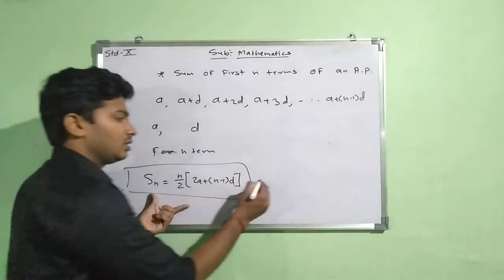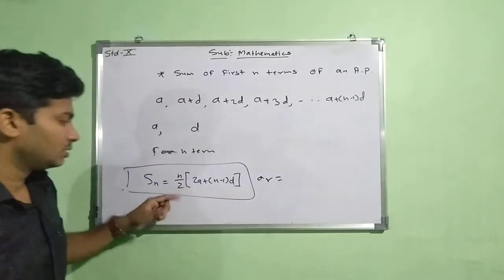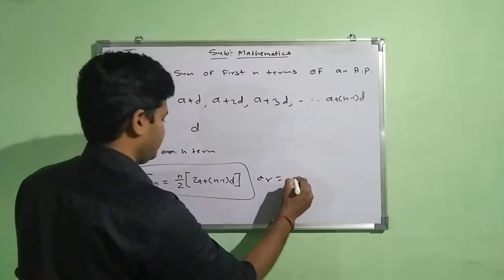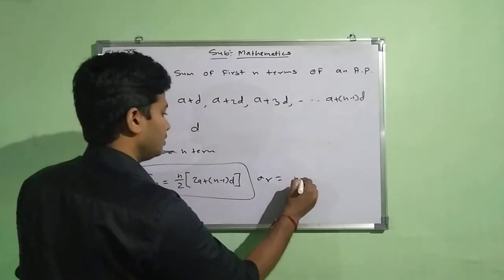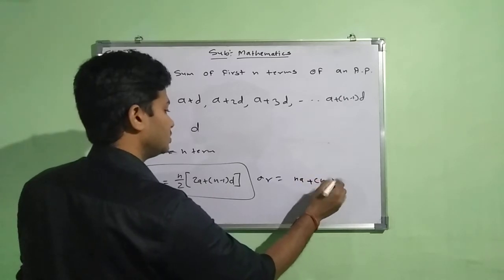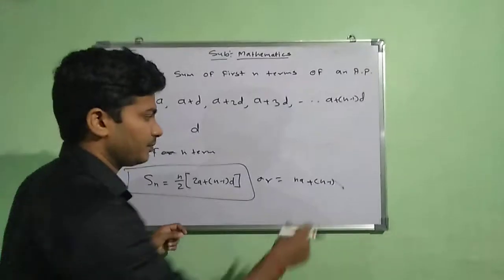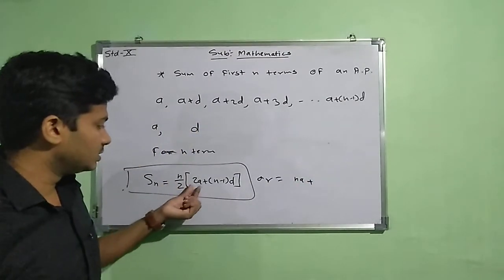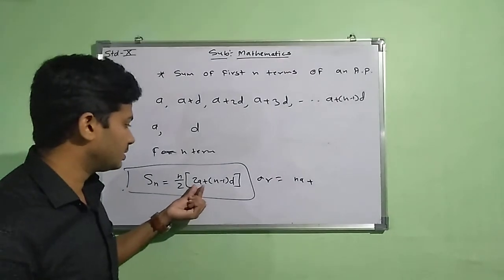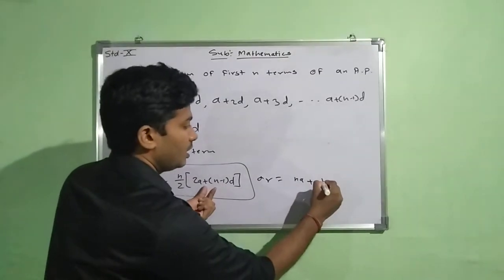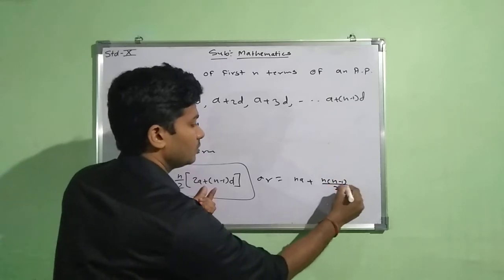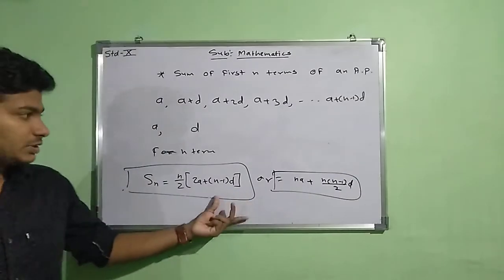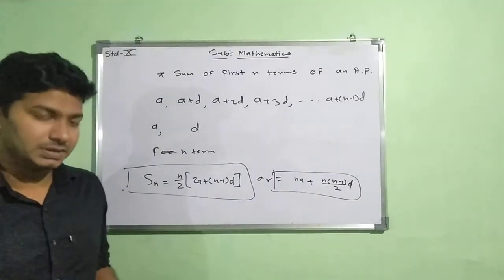Or you can also write the formula by inserting that n by 2 inside the bracket. After inserting that, it will become na plus n into bracket n minus 1 upon 2 into d. So you can use whichever formula you want to use. Now we'll see some examples.